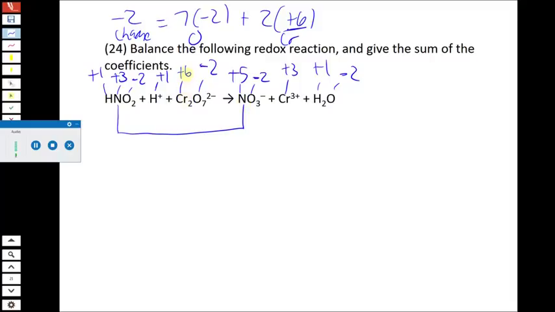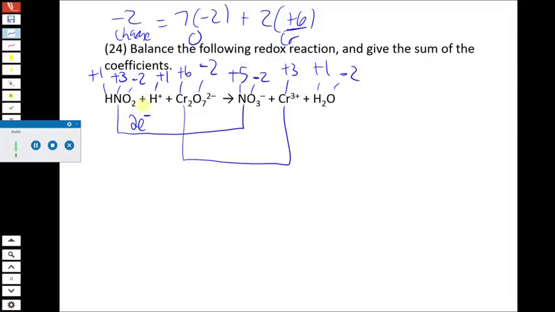And then chromium is going from +6 to +3. So the ones that are changing we tie together, and the number of electrons that are involved in that change is going to be given by the difference in the oxidation number as it changes. So nitrogen goes from +3 to +5. That's a difference of 2 electrons. It's technically losing those 2.